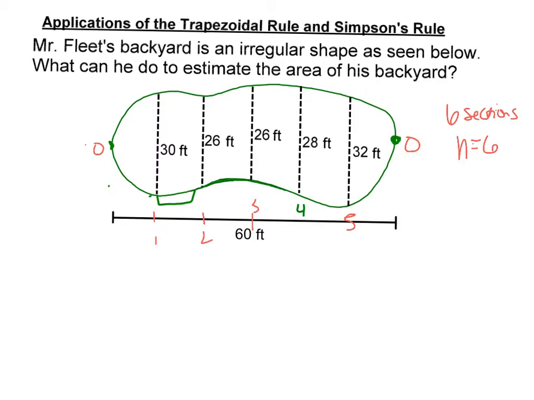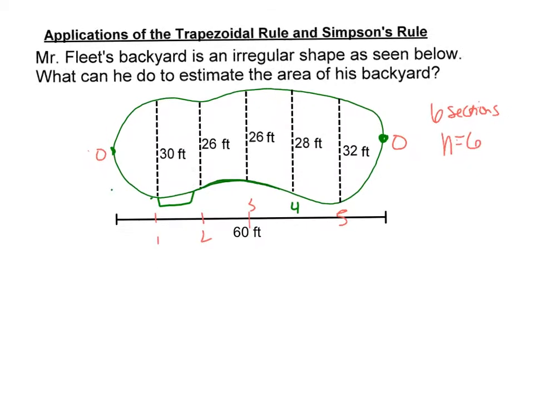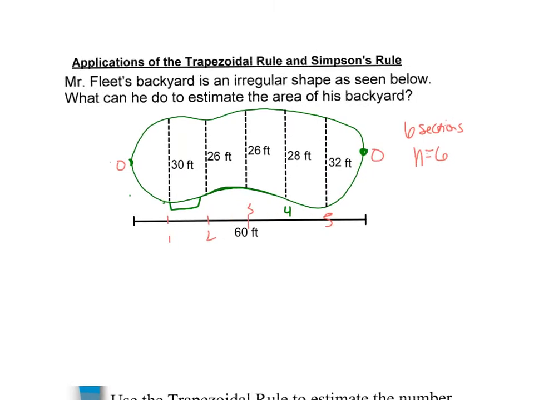Okay, so this is the last type of question we're working through, and it's basically estimating areas of irregular shapes. So my suggestion is with these questions, label everything you know first, especially knowing what n is. Okay, so n is the number of sections here, and in this case it's 6.